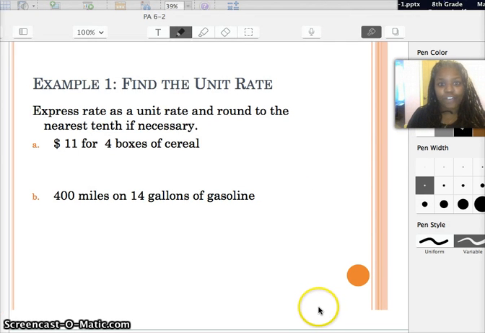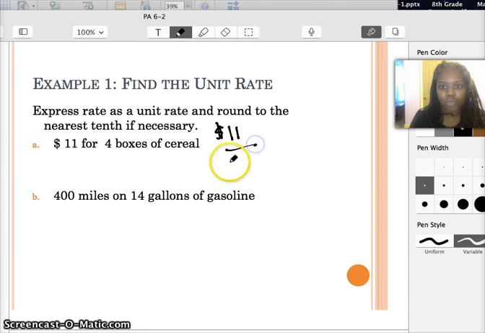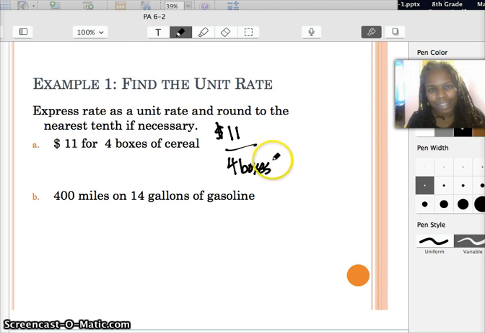Example 1, it says find the unit rate. We're going to express the rate as a unit rate and round to the nearest tenth if necessary. So in this example, we're given $11 for 4 boxes of cereal. I'm going to write this first as a fraction, $11 over 4 boxes. I see I've got two different units, and now I want my denominator to be 1, so I'm going to divide the top and bottom by 4.